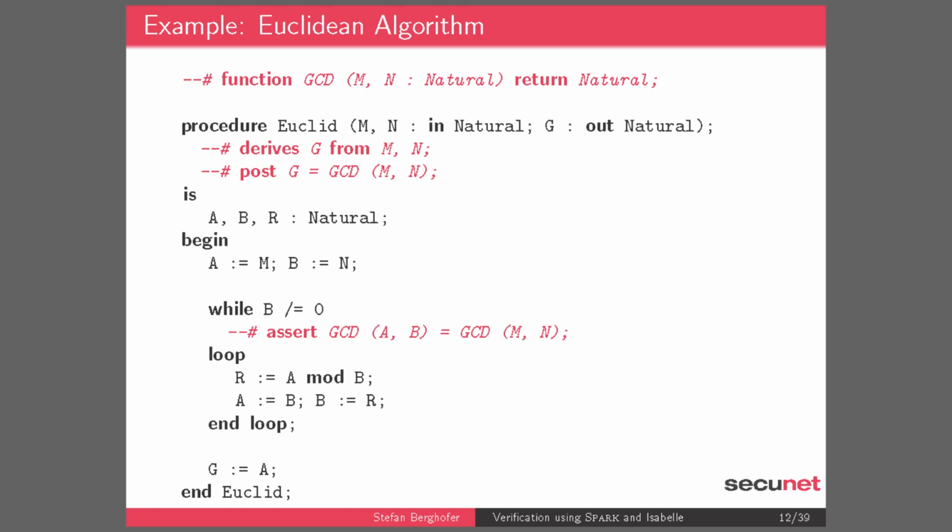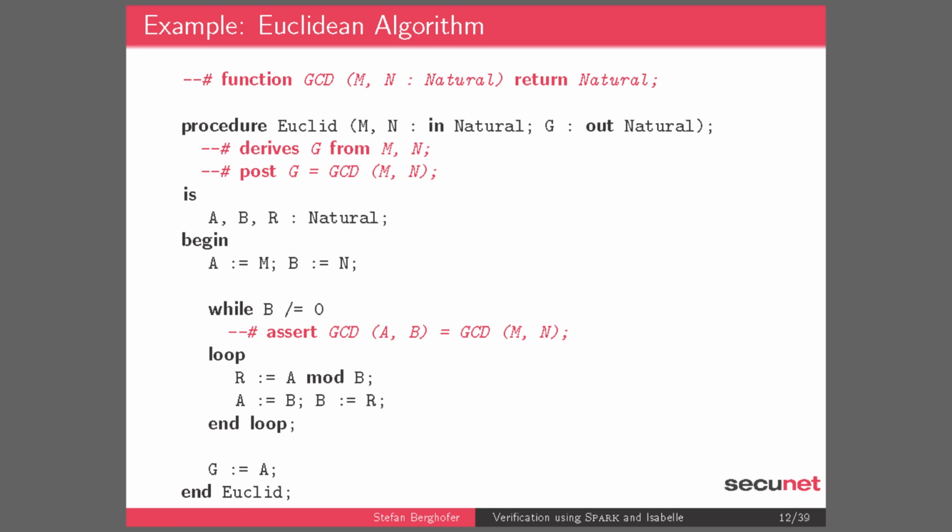So here's some examples. So that's also taken from the book by John Barnes. That's the Euclidean algorithm for computing the greatest common divisor of two numbers m and n. Since it's a bit difficult to express what the GCD is just using the built-in specification language of Spark, we are introducing a so-called proof function, which I've called GCD here.